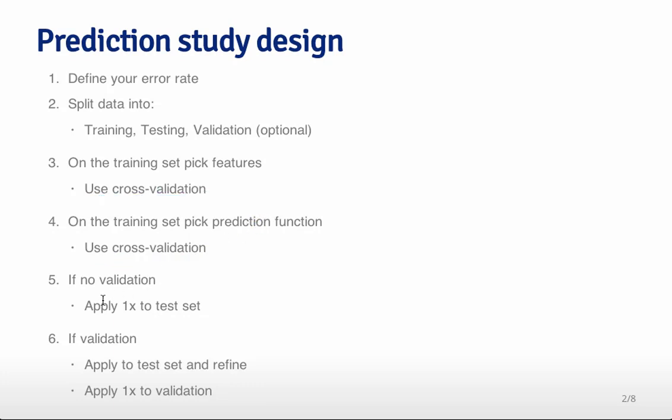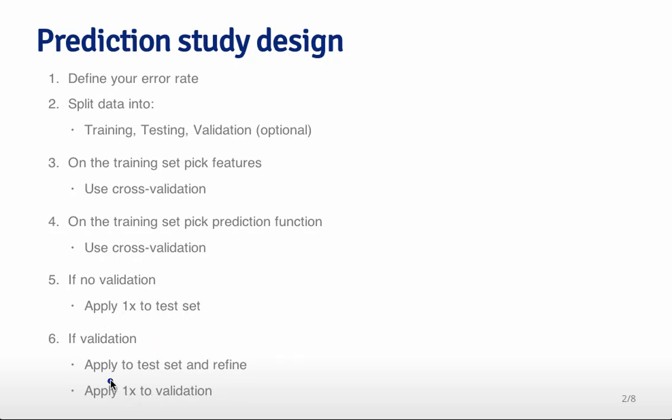If there's no validation set, then we apply the best model that we have to our test set exactly one time. Why do we only apply it one time? If we apply multiple models to our testing set and pick the best one, then we're using the test set in some sense to train the model. In other words, we're still getting an optimistic view of what the error would be on a completely new data set. So you should apply the prediction model to the test set exactly one time.